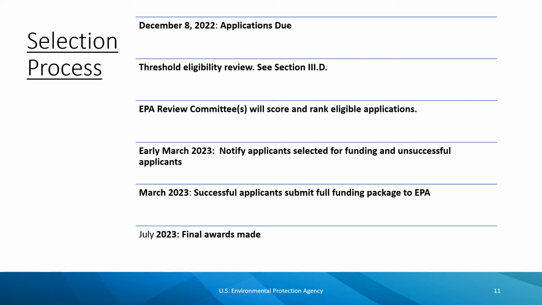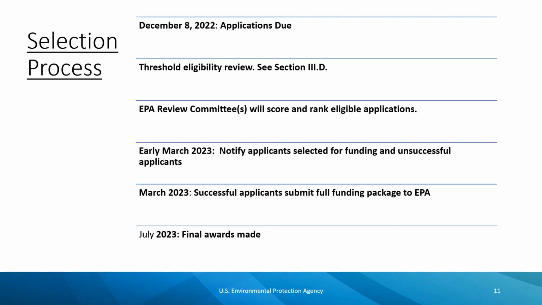So what is the selection process? Proposals are due as stated in the RFA on December 8, 2022. EPA first conducts a threshold eligibility review where each project is evaluated to make sure it's eligible. The threshold eligibility criteria can be found in Section 3F of the RFA. You will be notified if your project is deemed ineligible. If deemed ineligible, the project will not be reviewed further.